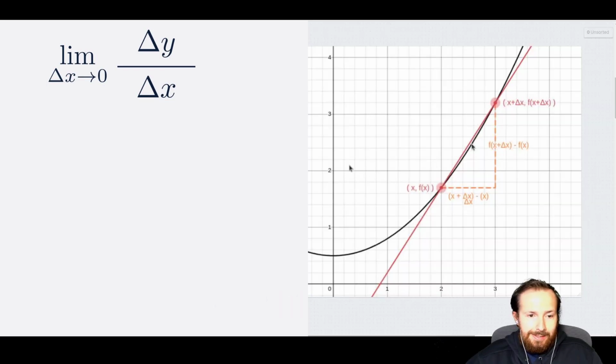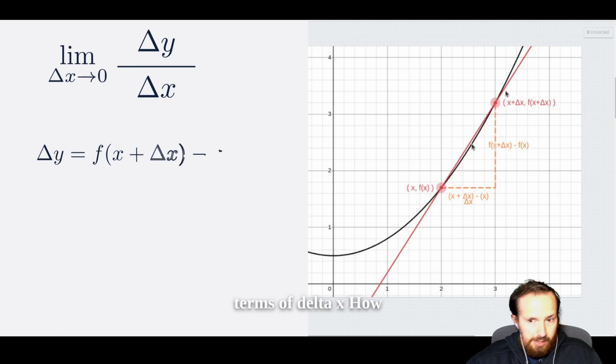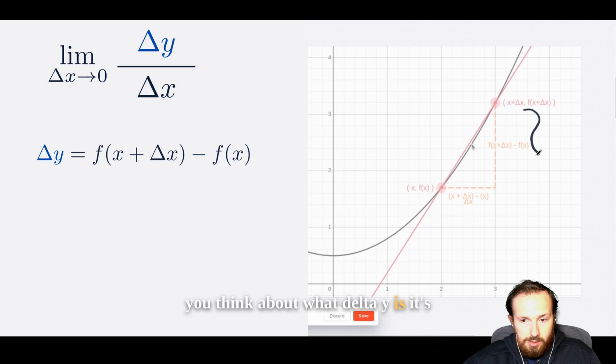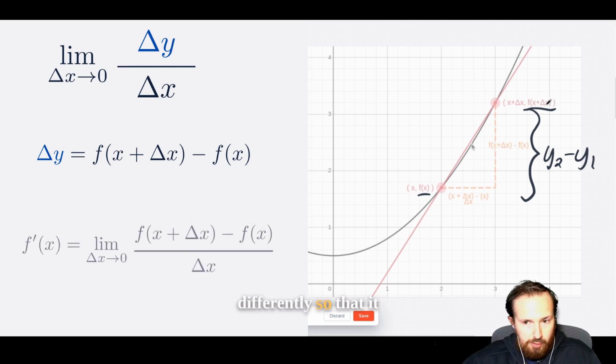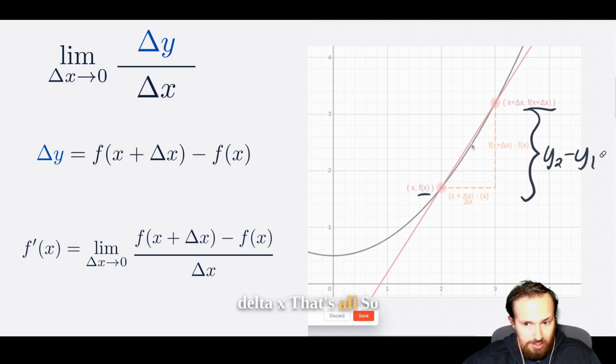Now, ideally, this is sort of a problem to calculate. What we would really like to do is express everything through delta x, because that's how we know how to evaluate limits. So ideally, what we would like to do is express delta y in terms of delta x. How can we do that? Well, if you think about what delta y is, it's really just the second y coordinate minus the first. Or in other words, it's f of x plus delta x, which is the y coordinate at this point, minus f of x, which is the y coordinate at that point. It's really just y2 minus y1, if you remember from algebra. We're just expressing it differently so that it is as a function of delta x. That's all.